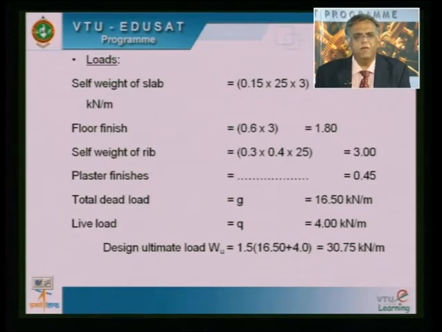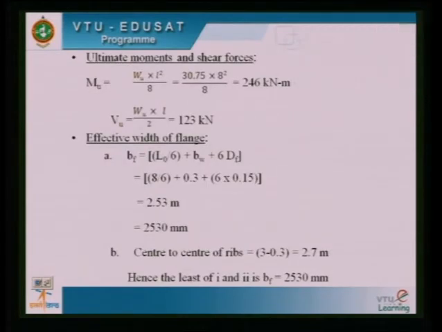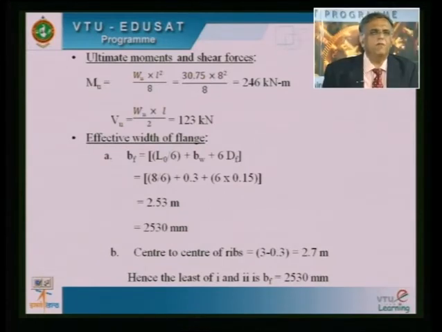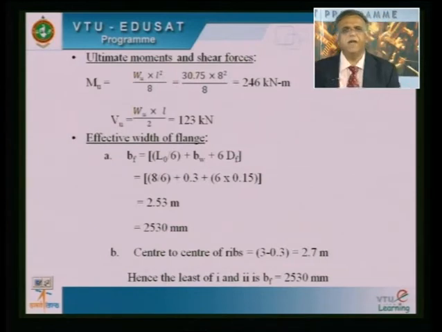Next, we have the live load. That is nothing but 4 into 3, that comes to 12 kilonewton per meter run, and that is going to be factored, and we are going to get the total factored load as 30.75 kilonewton per meter run. So, once you know the value of the factored load, you are going to find the value of the moment MU. As usual, WL square by 8, 30.75 into 8 square by 8, that is 246 kilonewton meter.